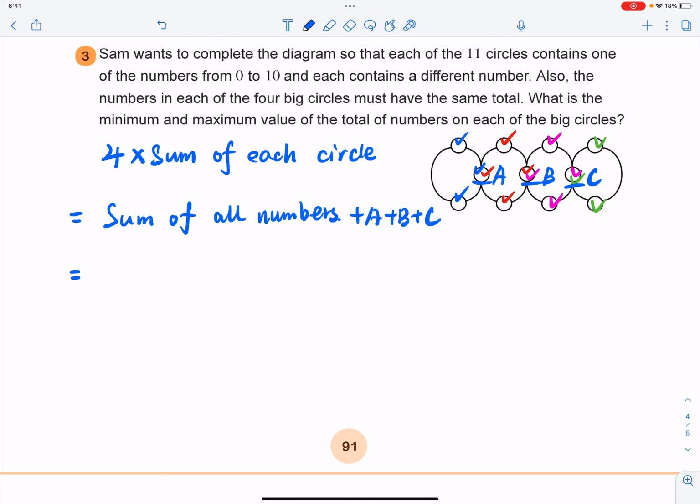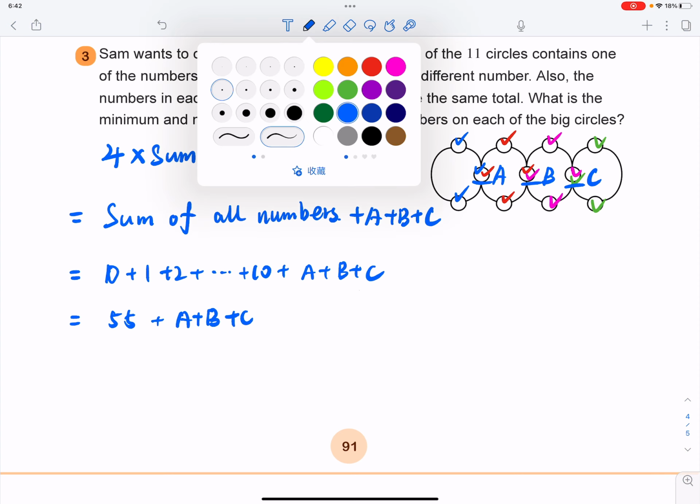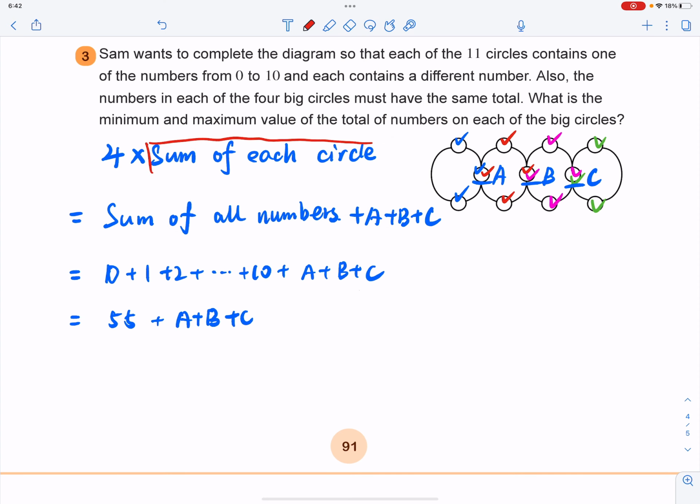And we know the sum of all numbers equals 0 plus 1 plus 2 all the way to 10, and plus A and B and C. So that will be 55 plus A and B and C. And now you see, because the sum of each circle must be a whole number, that means this part, 55 plus A plus B plus C, must be a multiple of 4, right? Because you use 4 times the sum of each circle and they equal each other.